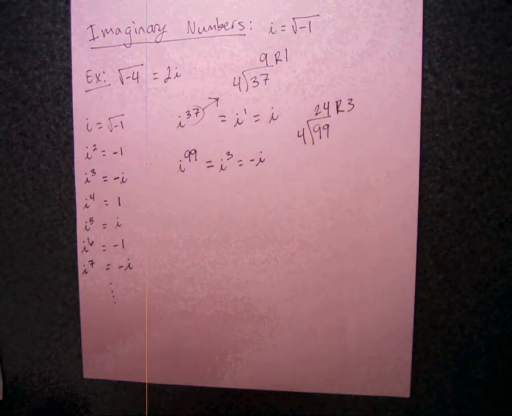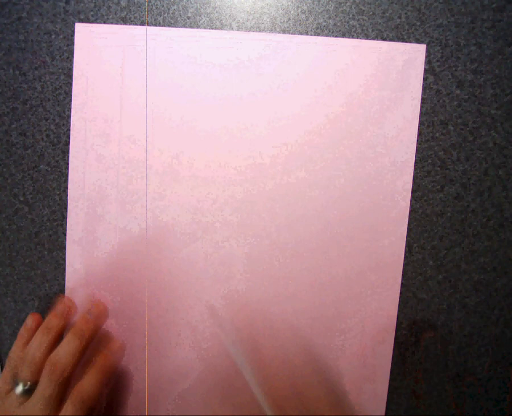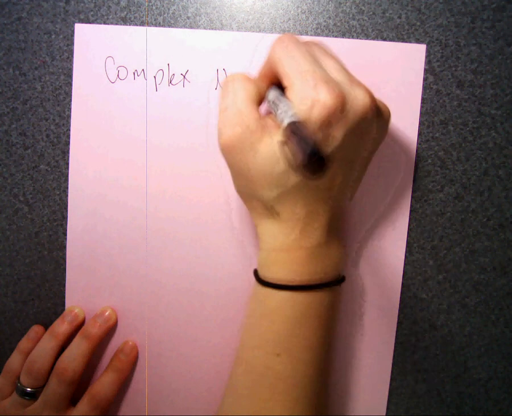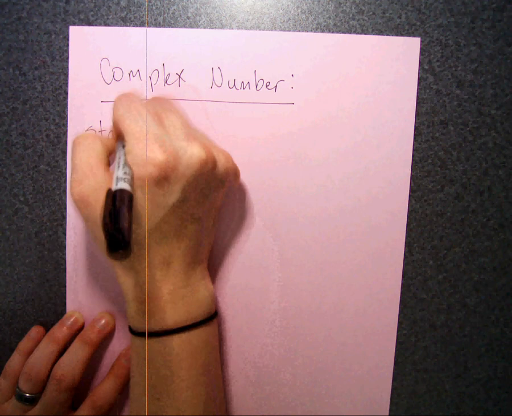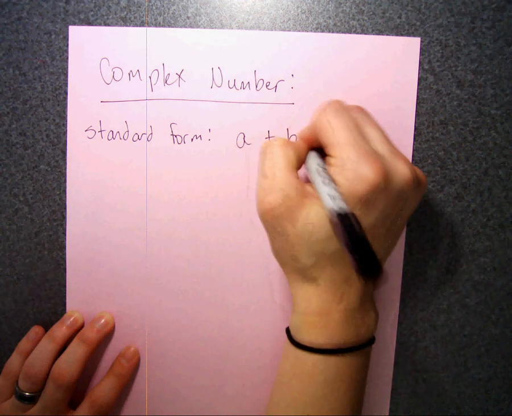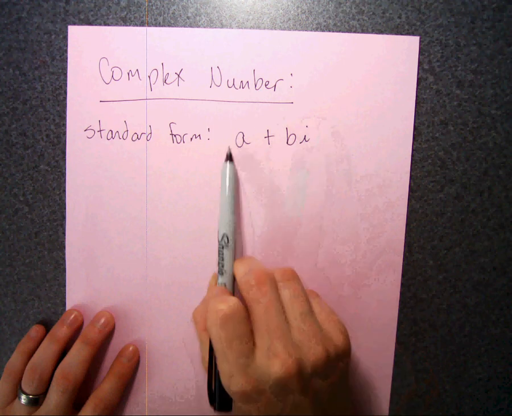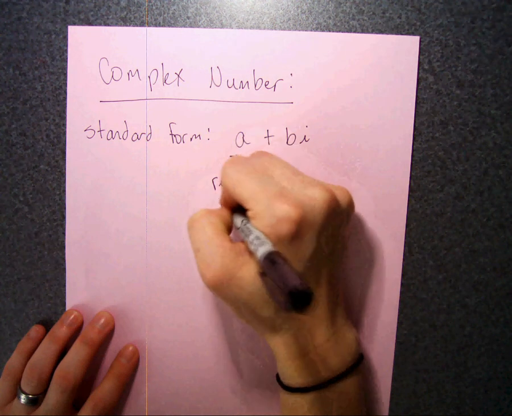So there are imaginary numbers, and there are numbers that we're used to dealing with, real numbers. A complex number is the two combined. The standard form of a complex number is a plus bi. So I have a real number and I have an imaginary number. The first part, a, we call the real part. This should be just a plain old real number, and it goes first.